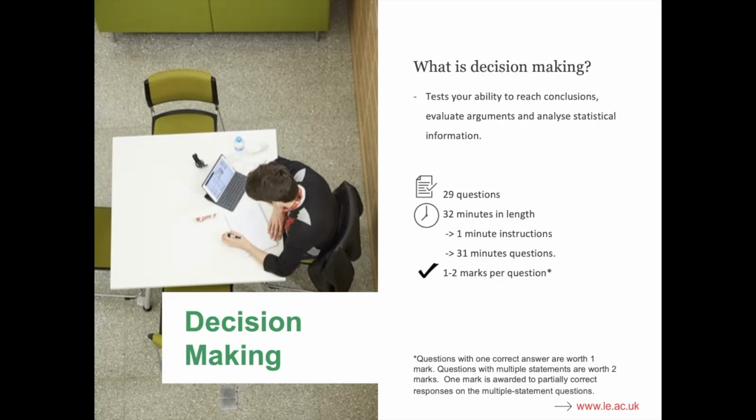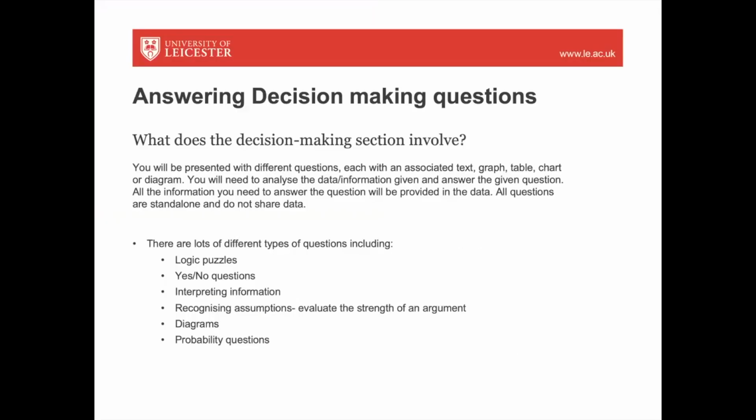It's important to note that some questions which have one correct answer only award you 1 mark, but others have multiple statements and are worth 2 marks. For these 2-mark questions, you will still get at least 1 mark if you partially answer the question correctly. The timing for these questions we'll go over in the next slide. To answer the decision-making questions, you're going to be given 6 main types of questions. Once again, everything you need to answer the questions will be present in the question itself. It's important to note that these questions are all standalone and don't share data between them.